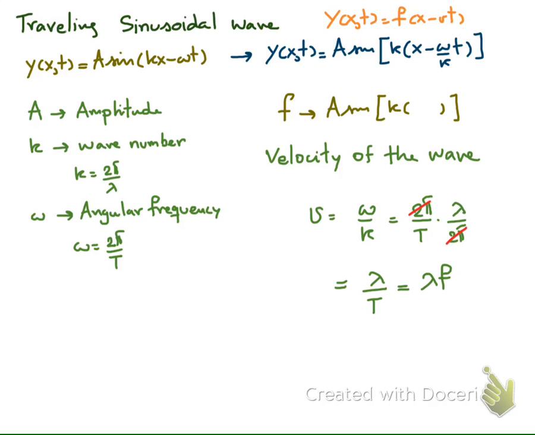From this calculation, we may finally write down the wave function of the traveling sinusoidal wave as y(x,t) equal to A sine of 2 pi over lambda, which is k here, times (x minus vt). Here v is omega over k.